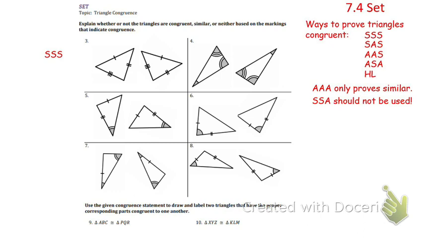What about number 4? Well, on number 4, we have 3 things, but notice they're all angles. They're all in between where those sides meet. Those are all the angles. Those are the vertices. So in this case, this is just angle, angle, angle. Does that prove congruence? Our first one proved congruent. This one doesn't. Angle, angle, angle only proves that they're similar.